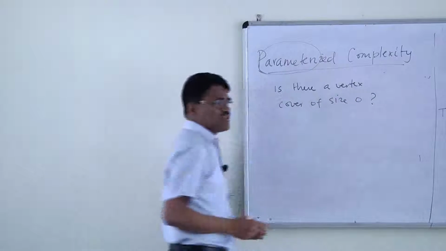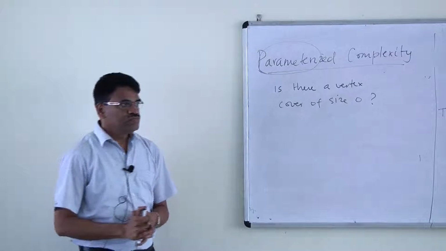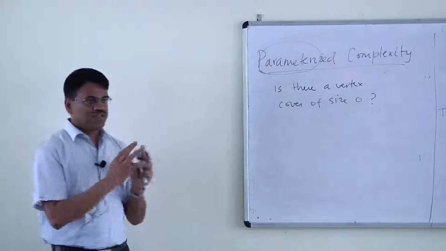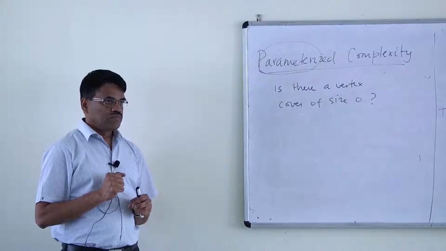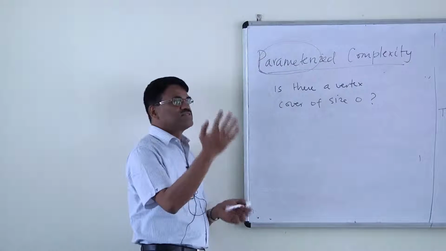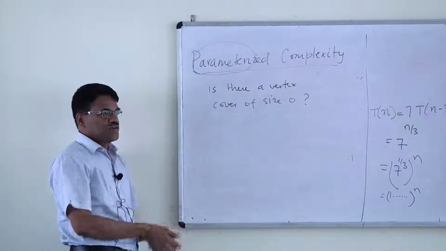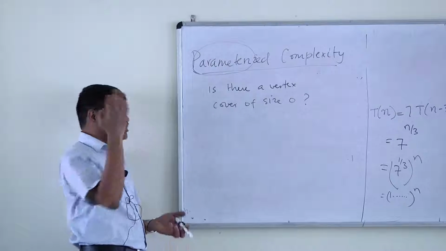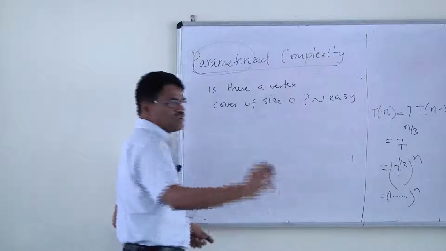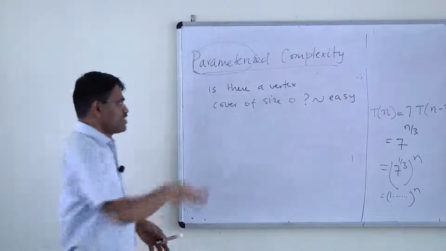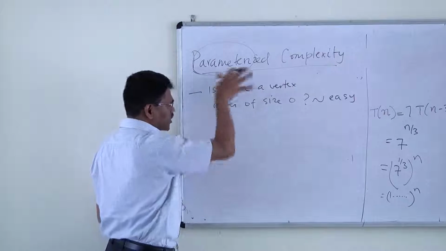When does a graph have a 0-sized vertex cover? Remember, what is a vertex cover? It's a set of vertices that cover all edges. If there are no edges in the graph, there may be a lot of vertices, but I don't need any vertex cover. So this is easy. I just have to check the graph to see whether there is an edge at all. This is the base case for us.